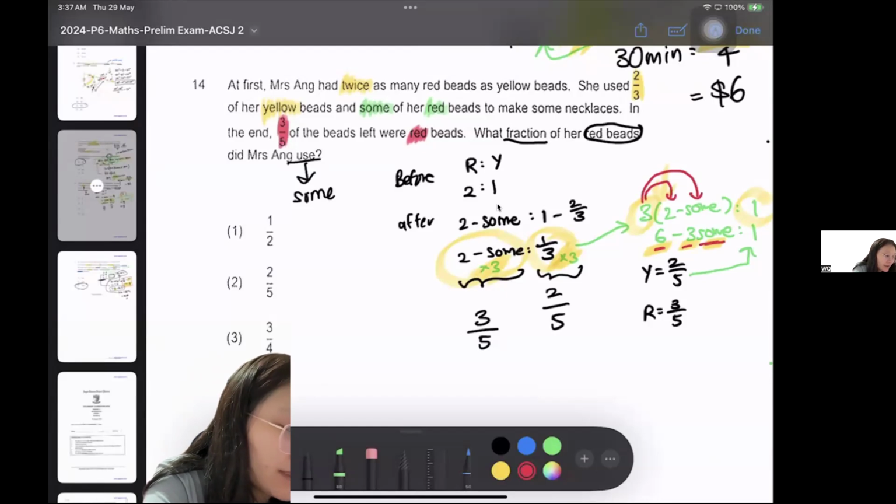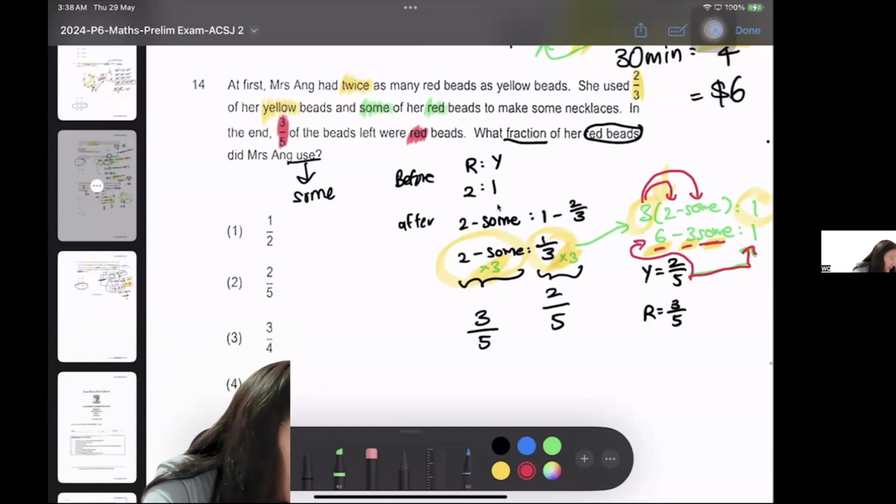And your 2/5 is basically your 1. So how do you find 6, right? How do you find 6? If 2/5 equals 1, what is 6? Okay, maybe you put 1 unit. So these are all units.